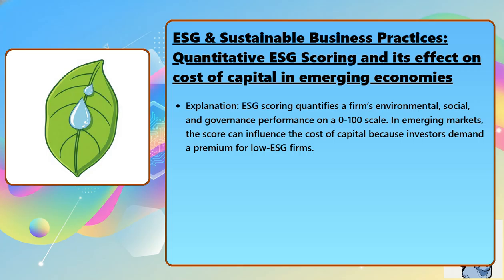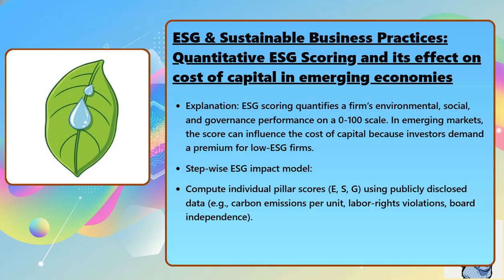Explanation: ESG scoring quantifies a firm's environmental, social, and governance performance on a 0 to 100 scale. In emerging markets, the score can influence the cost of capital because investors demand a premium for low ESG firms. Stepwise ESG impact model. Compute individual pillar scores E, S, G using publicly disclosed data, for example carbon emissions, per unit labor rights violations, board independence.